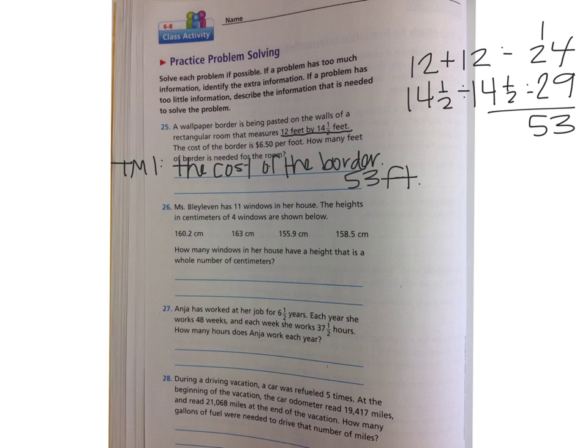Okay, so she has 11 windows in her house. The heights in centimeters are given, and they want to know how many windows in her house have a height that is a whole number of centimeters. Well, there's too little information given here. To solve the problem, the height of each window in her house must be known. It's asking for height of 11 of them, and we're only given 4. It's too little information.